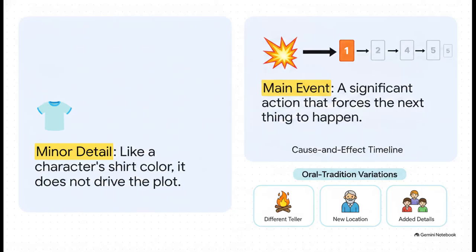And here's the crucial thing to remember. A minor detail is not automatically a main event. When we're organizing a narrative, things like a character's shirt color or what they ate for breakfast, well, that's usually just a minor detail, unless it's a poisoned apple, of course. A main event, on the other hand, is a significant action that directly forces the next thing to happen in the sequence. It's a major plot point that actively changes the course of the whole story.